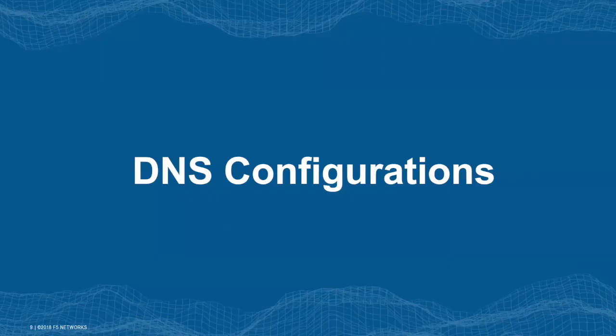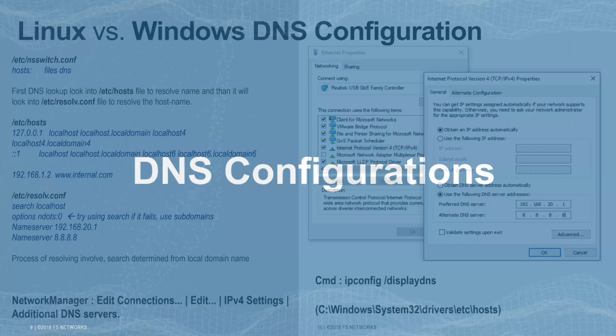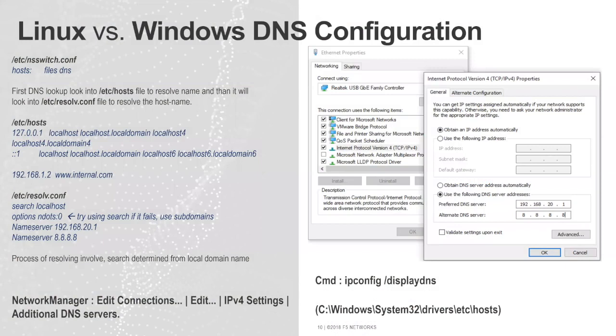Next, we will move into a client's configuration of DNS, for example, Linux and the Windows client. On Linux, there are three files located under the /etc directory. One is nsswitch.conf, second is /etc/hosts, third is /etc/resolv.conf. So the first, nsswitch.conf, is nothing but giving you the condition that it will look to the /etc/hosts file first to resolve the name, and then it will look into /etc/resolv.conf to resolve the host name.